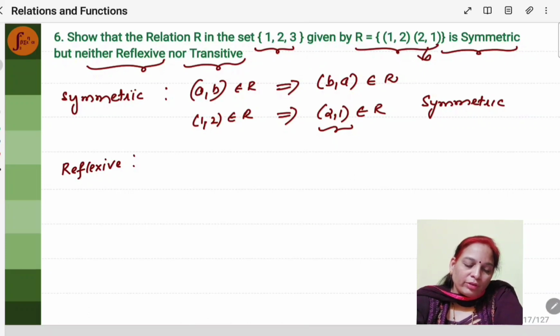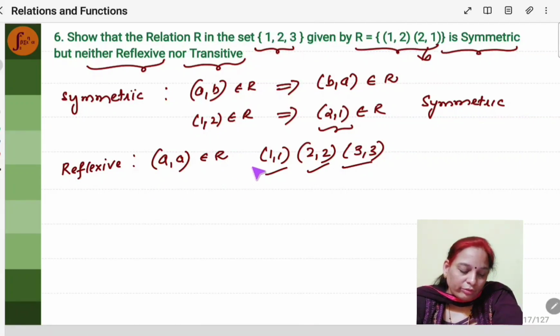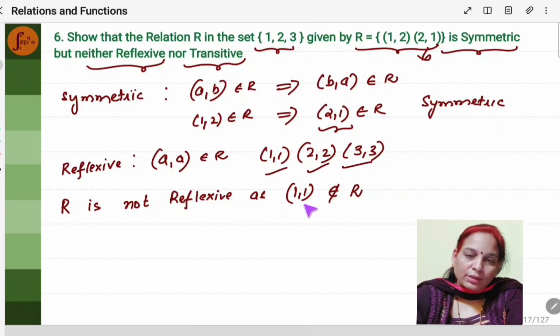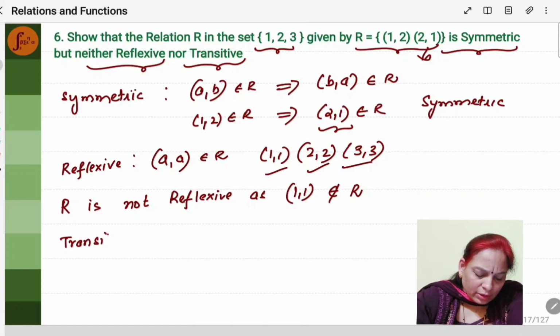It is simple. For reflexive, you should have A comma A belongs to R. Now the set is 1, 2, 3. So for every element of the set, you should have A comma A, that is, first element and second element the same. That means you should have 1 comma 1, 2 comma 2, 3 comma 3. Only if all 3 pairs are there can you call it reflexive. But you don't see those pairs here. Therefore, it is not reflexive. So we can say R is not reflexive as 1 comma 1 does not belong to R. Now we'll go ahead with the transitive condition.